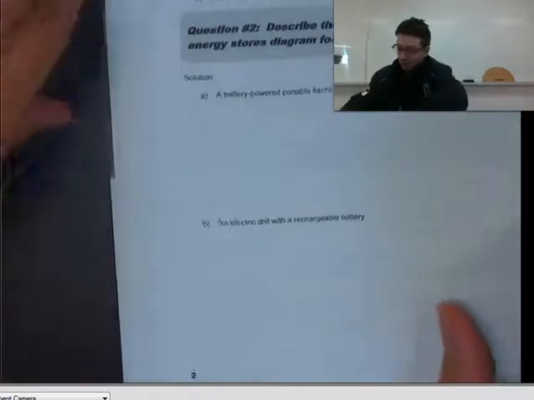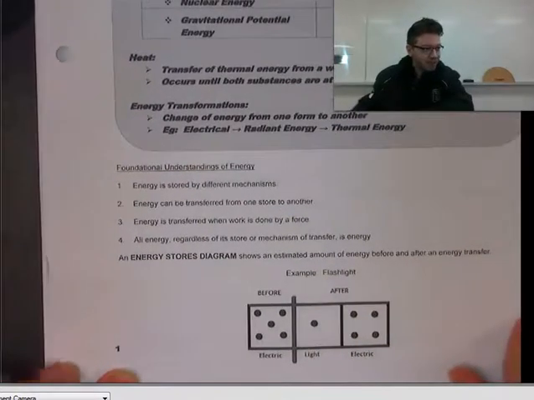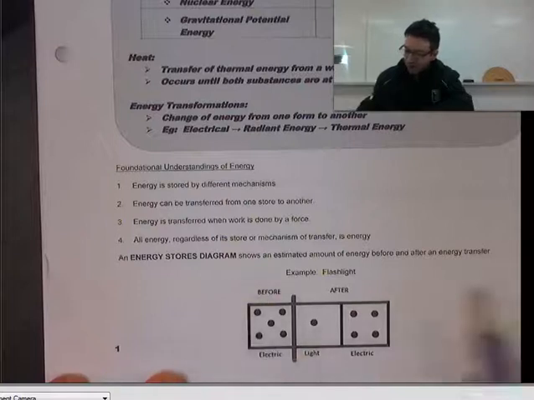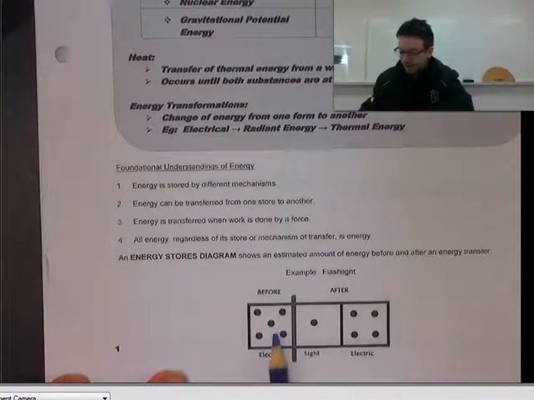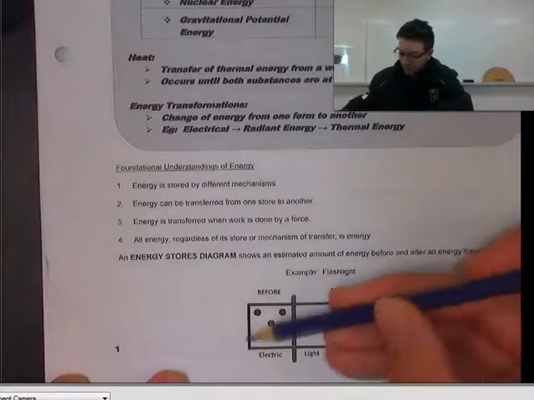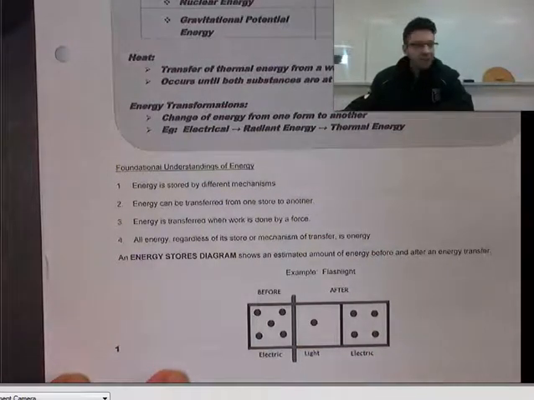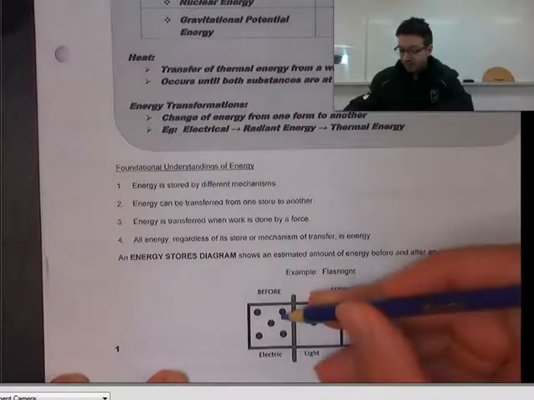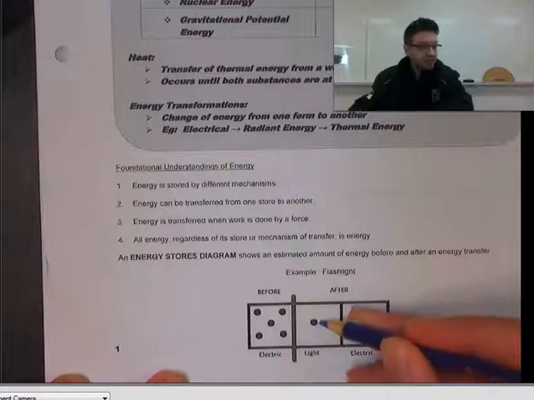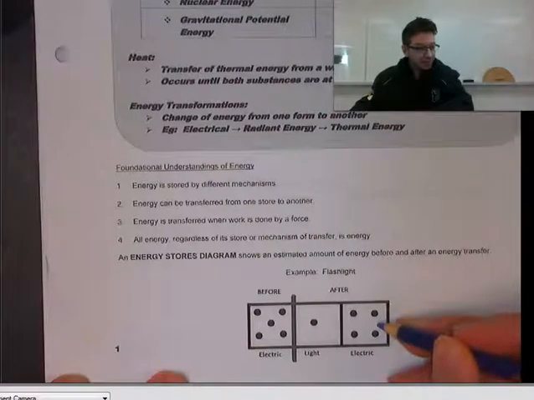Before we start with energy transformations, I just wanted to go over this diagram. This is called an energy stores diagram. What it does is it just shows an estimated amount of energy before and after a transfer. So in this case, we start with electrical energy, and let's say you have a flashlight. You put batteries in a flashlight, and you turn the flashlight on. You're going to use some of that electrical energy to produce light, but not all of it. You still have electrical energy remaining.